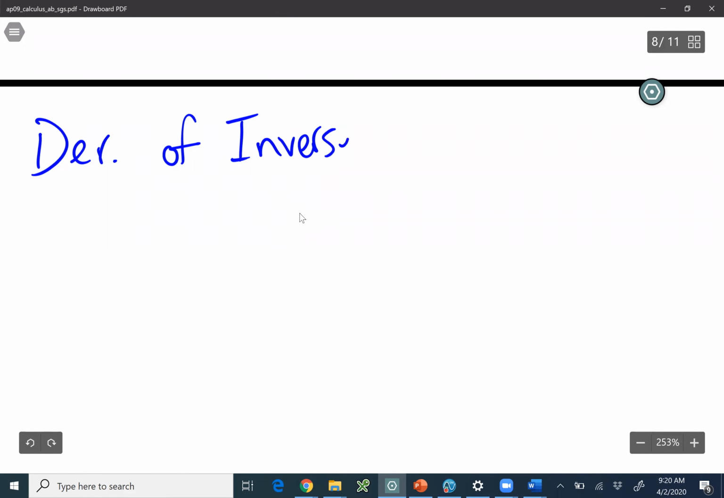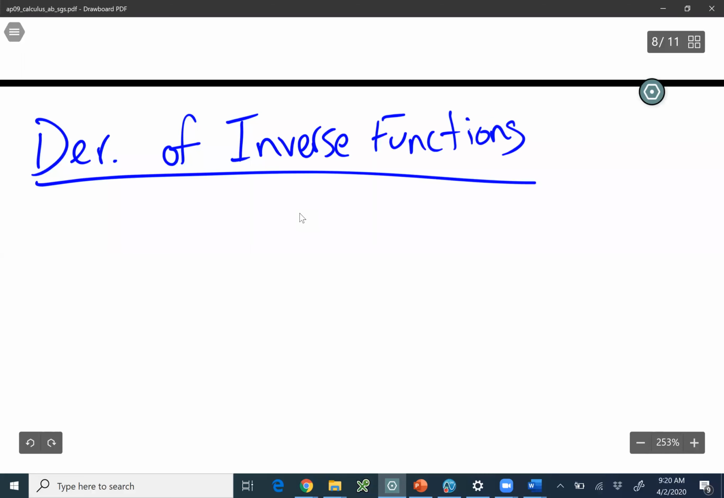Okay. So this is a topic that I don't think will be on the exam, but you never know. So I always save this for the very end. It's the derivatives of inverse functions. And when I say inverse function, I don't mean trig. What I actually mean is an actual inverse function.